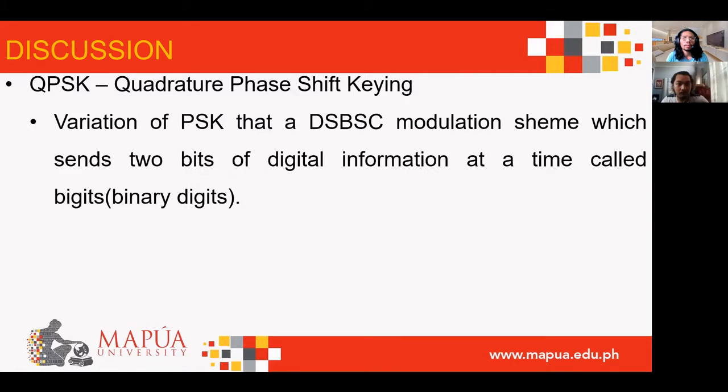So QPSK is a variation of PSK that uses a DSBSC, or double sideband suppressed carrier, modulation scheme, which sends 2 bits of digital information at a time, called bigits or binary digits. Instead of converting digital bits into a series of digital streams, it converts them into bit pairs. This decreases the data bit rate to half, which allows space for other users.